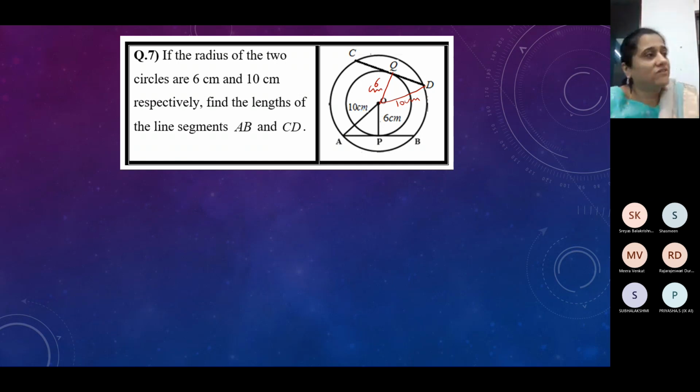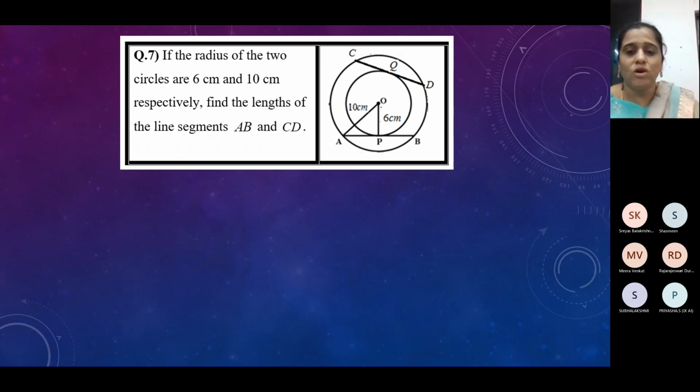Chords that are equidistant from the center are equal. Equal chords are equidistant from the center. So now these two are equal chords because they're equidistant from the center.